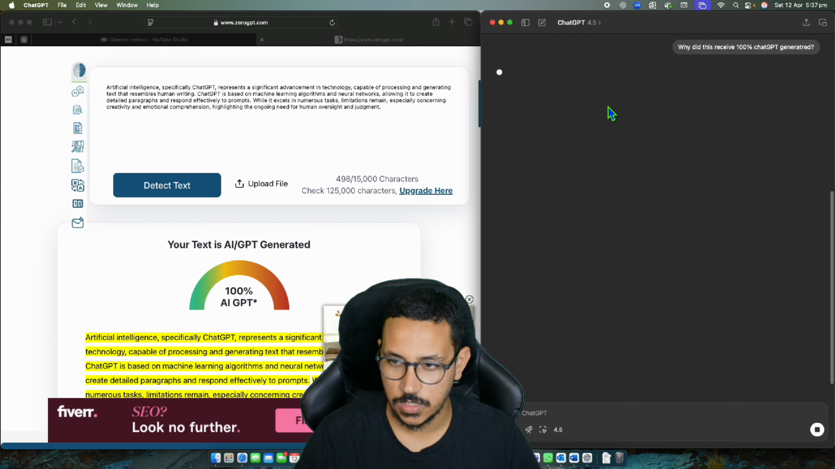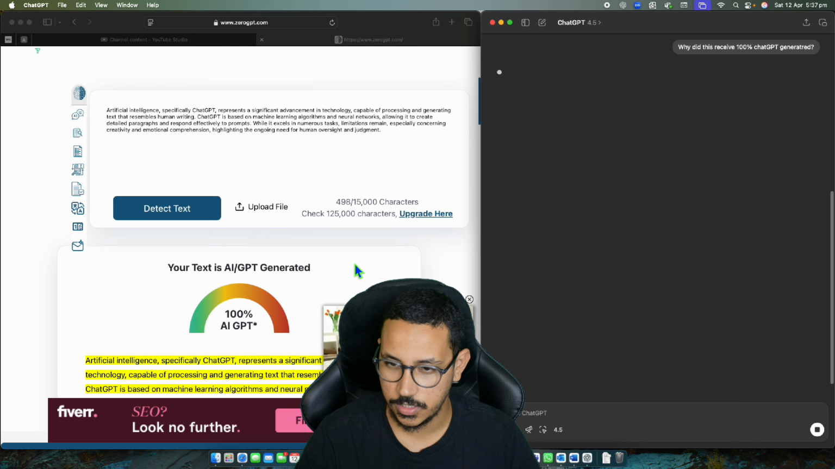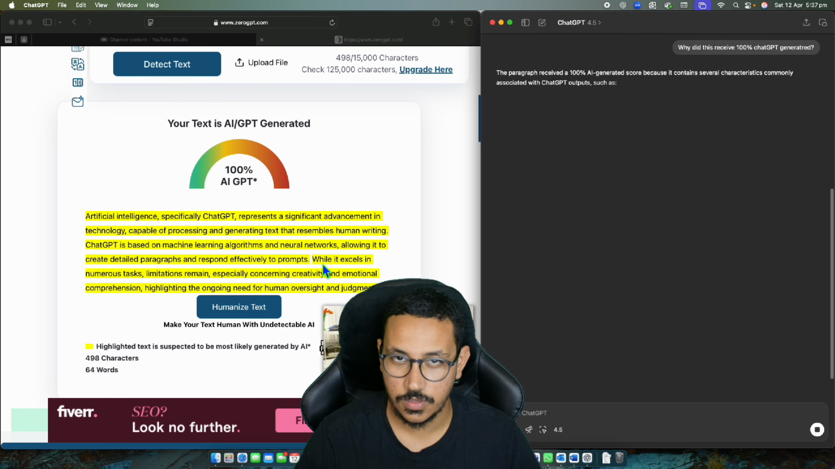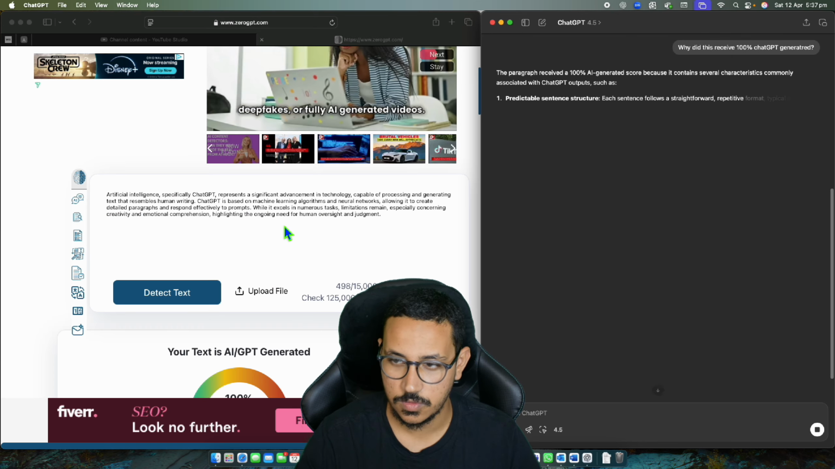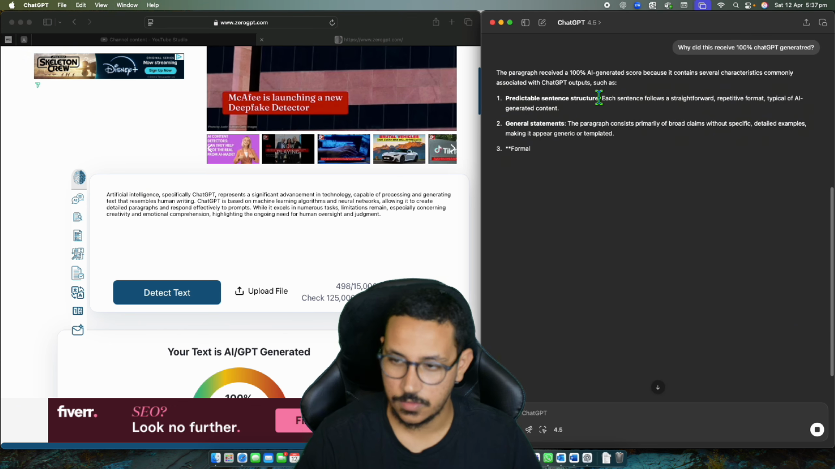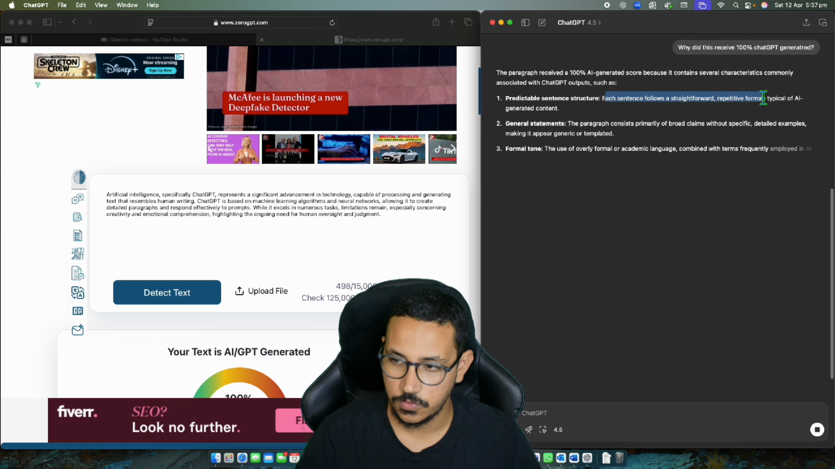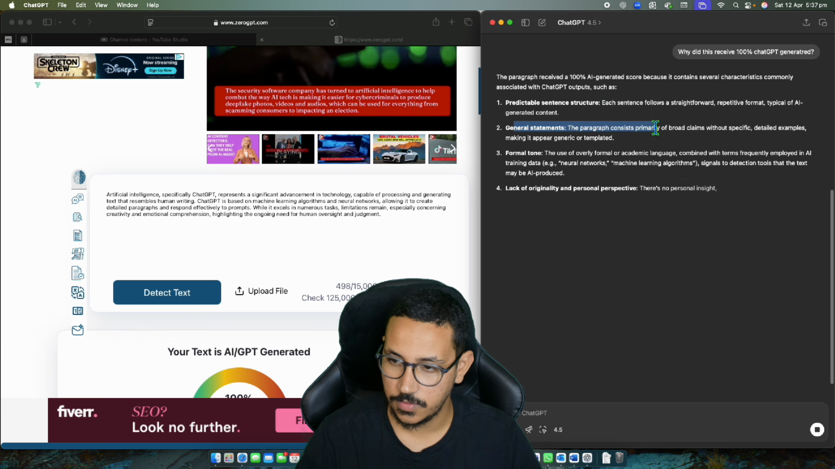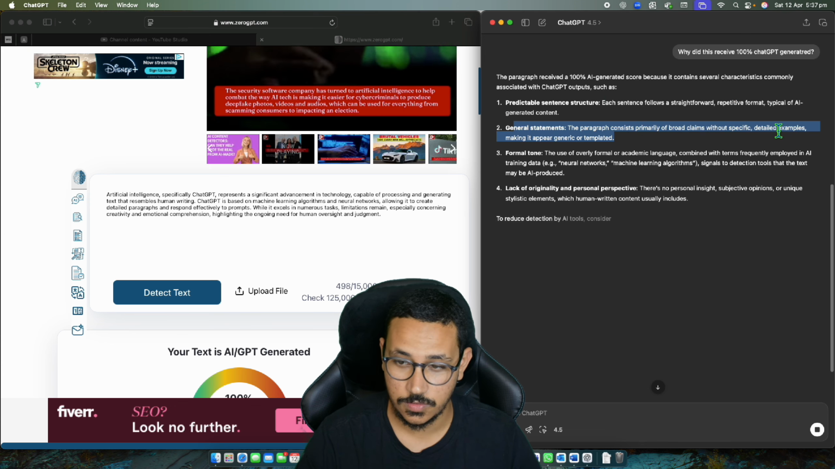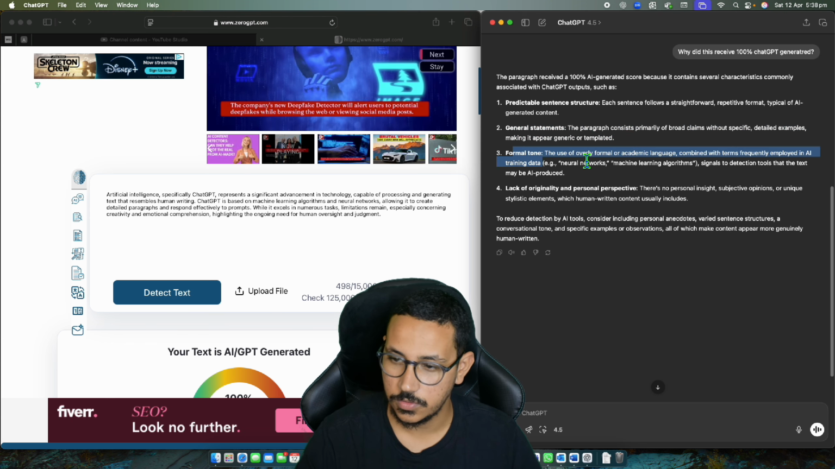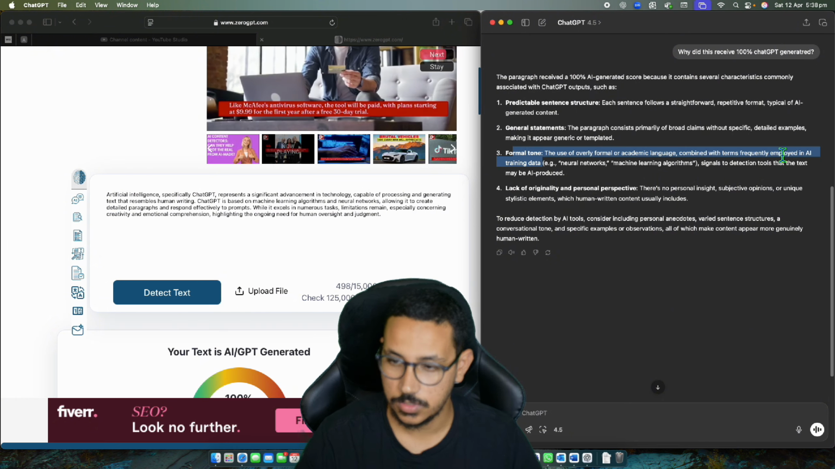I'm very curious to understand how these tools actually work and why that is the case. Going from 0% to 100%, even though this seems to be the same to me, is insane. So here it said: predictable sentence structure. Each sentence follows a straightforward, repetitive format typical of AI-generated content. General statements. The paragraph consists primarily of broad claims without specific detailed examples, making it appear generic or templated. Formal tone. The use of overly formal or academic language combined with terms frequently employed in AI training.